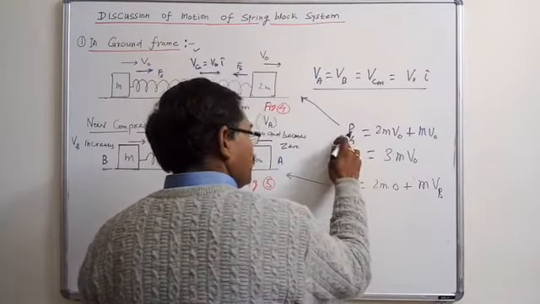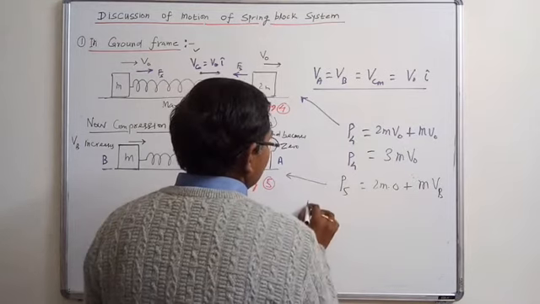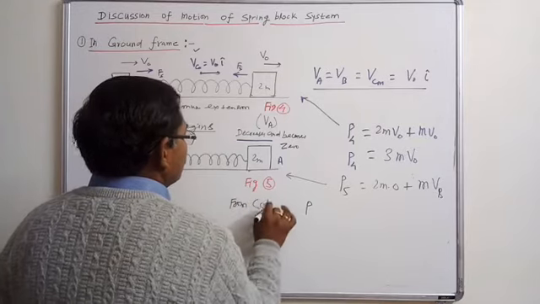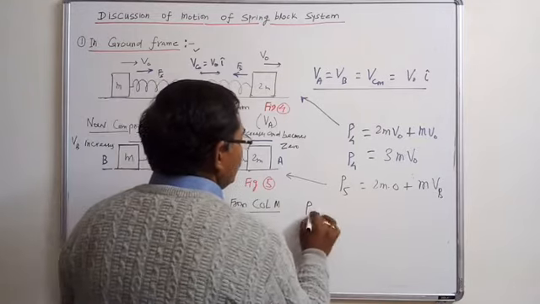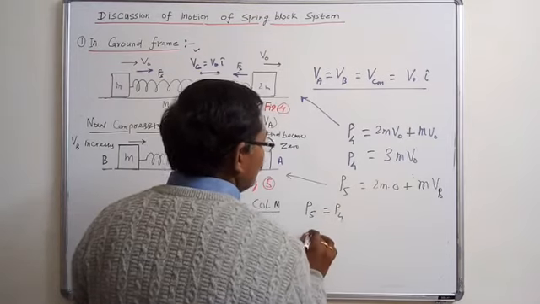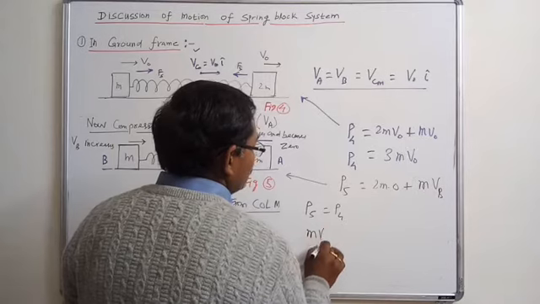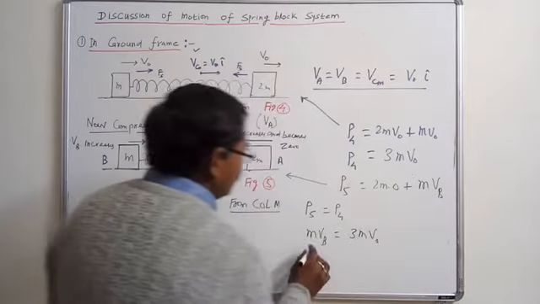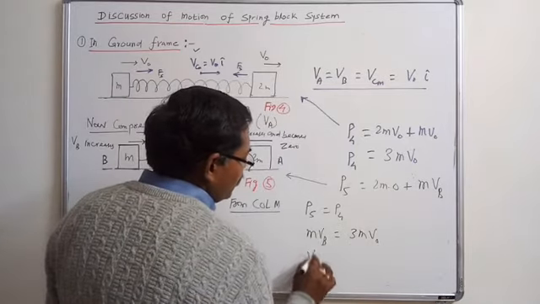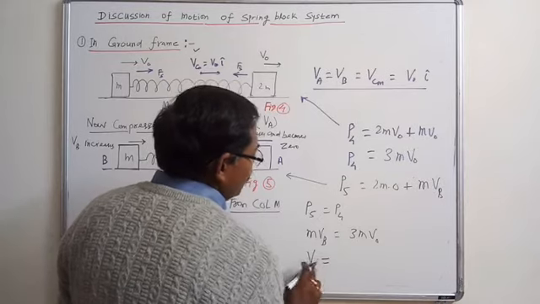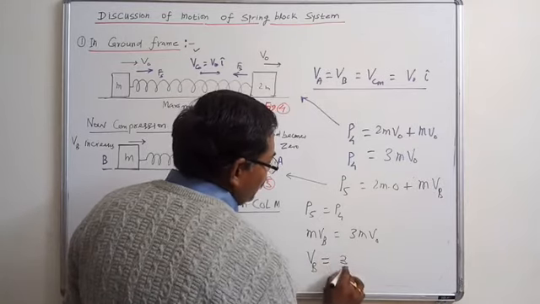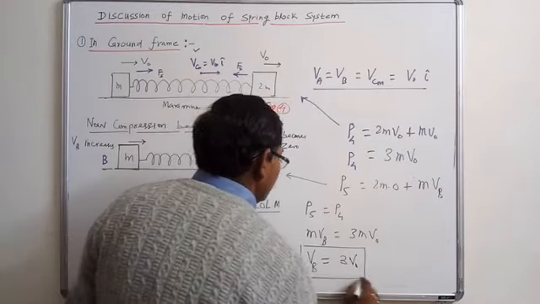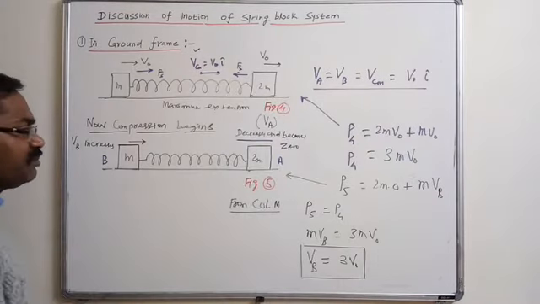and I can apply momentum conservation for P4 and P5. From conservation of linear momentum, P5 must be equal to P4, or we can say 3m v naught. Therefore this block B will be moving with velocity 3v naught. Only block B is moving with this velocity.